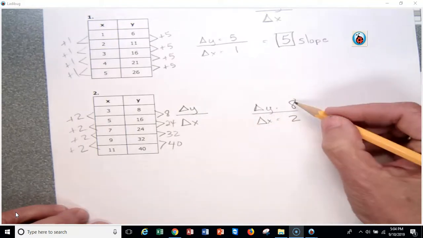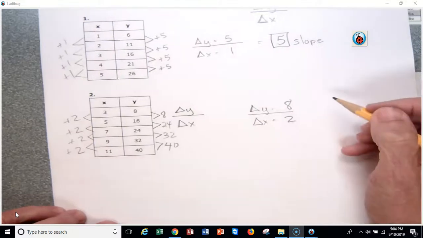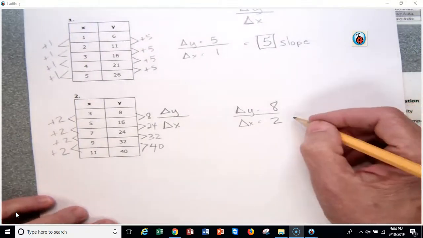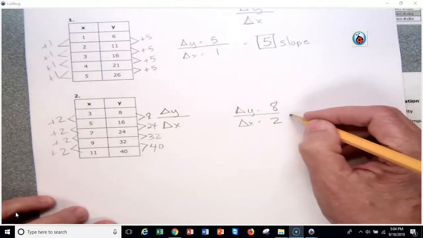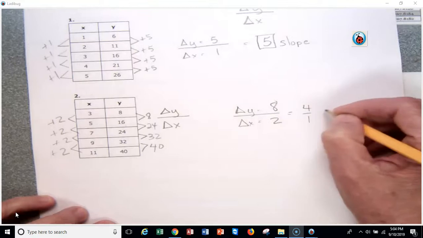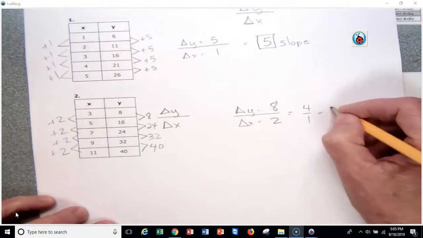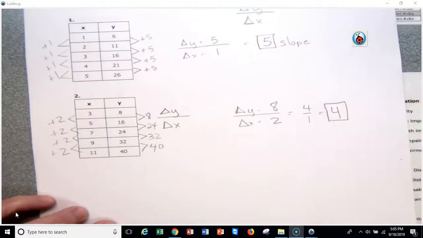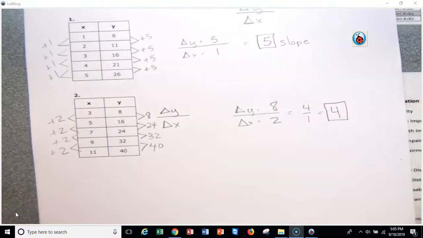So we have 8 halves, or 8 over 2, for our slope from the table. But we can simplify this, and we can simplify that to 4 over 1, which ultimately simplifies to just 4. So 4 is our slope. And that's the way that we can calculate slope from a table.